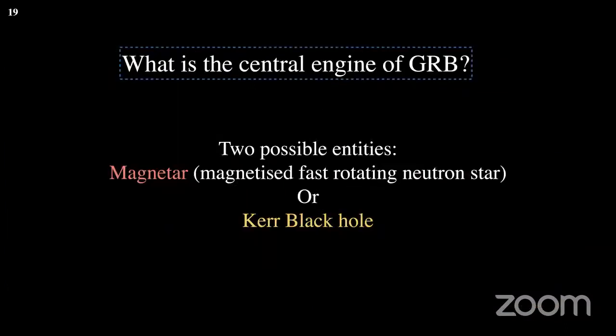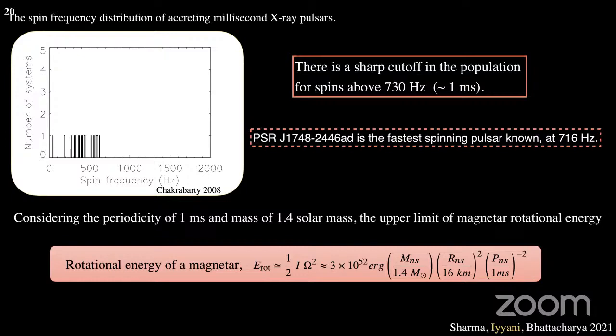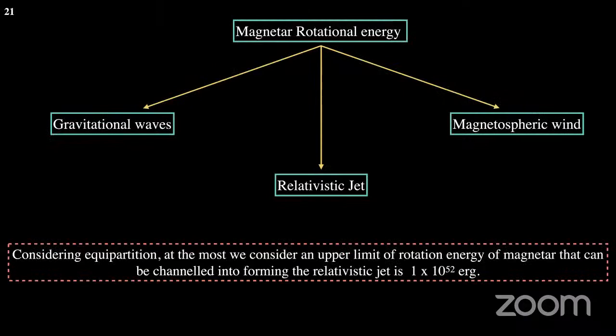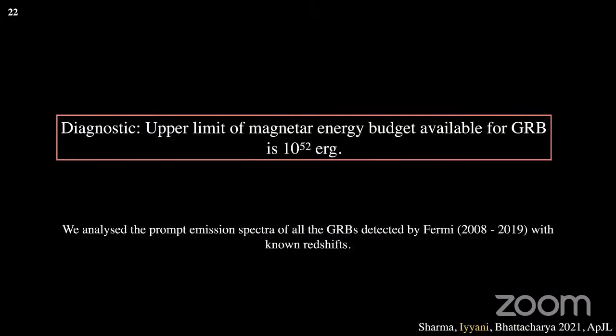Next, I'll just go through this. We also looked to understand the central engine of the GRB, whether it is a magnetar or a Kerr black hole. The magnetar model has an upper limit to how much energy it can produce, around 3 times 10 to the power 52 ergs. This magnetar rotational energy will be channeled into 3 main parts: gravitational waves, the relativistic jet, and the magnetospheric wind. Considering equipartition, the maximum energy that can be channeled into the jet will be around 10 to the power 52 ergs.